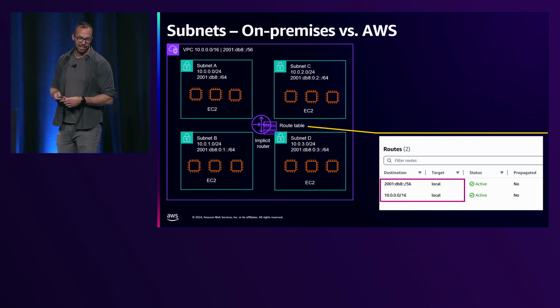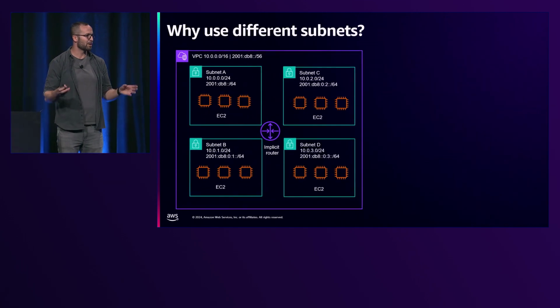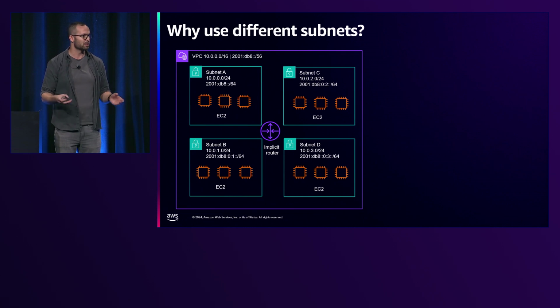So the question you might have is, if everybody can talk to everybody inside the VPC, why do we even need subnets in the first place? Right? Maybe you just need one big subnet and use security groups to control traffic.